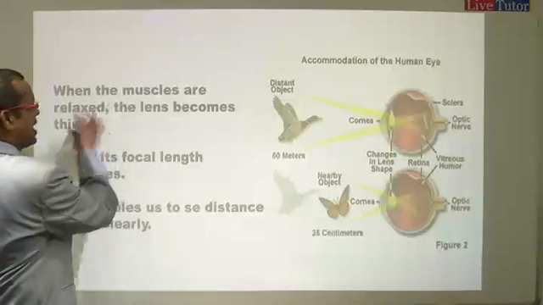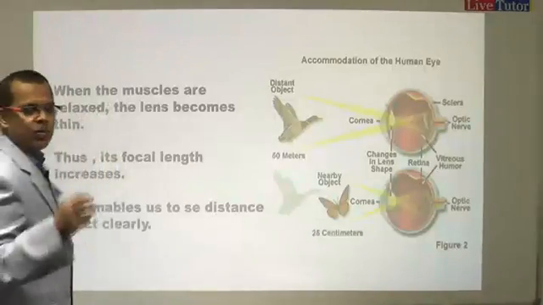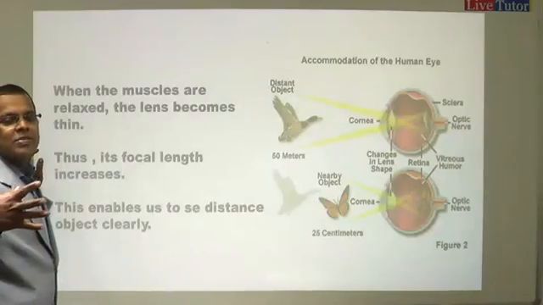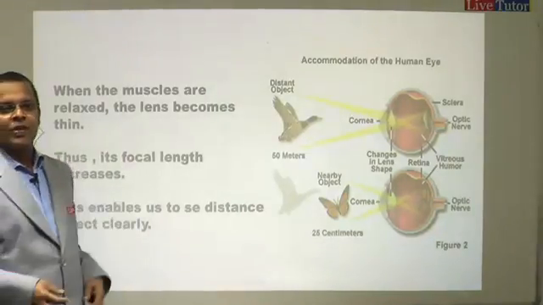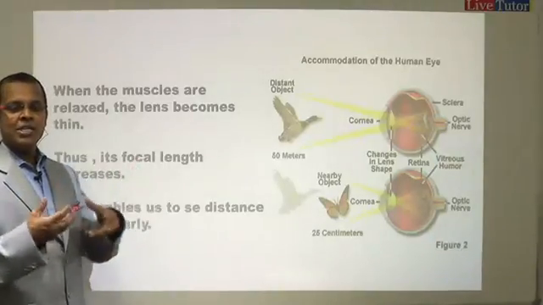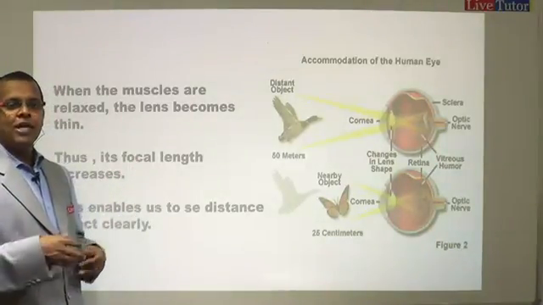Say for example, it is clearly shown using the diagram here. When the muscles are relaxed, what do you mean by relaxed? It means it is a little bit elongated. The lens becomes thin, like stretching. When it is relaxed, the lens becomes thin. So what will happen when it becomes thin? The focal length increases.